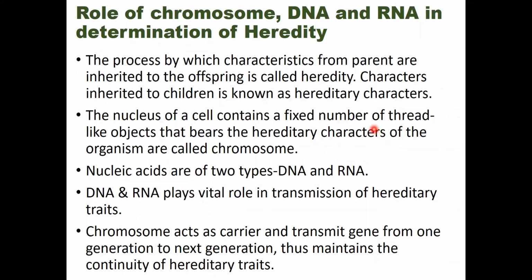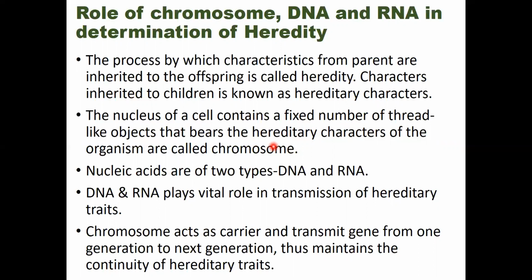So now, what is the role of chromosomes, DNA, and RNA in determination of heredity? The process by which characteristics from parents are inherited by the offspring is called heredity. Okay, and the characters inherited by children are known as hereditary characters. The nucleus of a cell contains a fixed number of thread-like objects that bear the hereditary characters of the organism, called chromosomes. These chromosomes are only visible when a cell is about to divide into two, during the prophase stage of mitosis cell division.